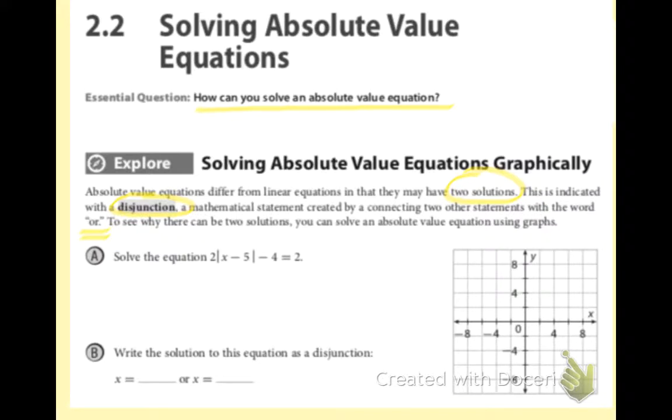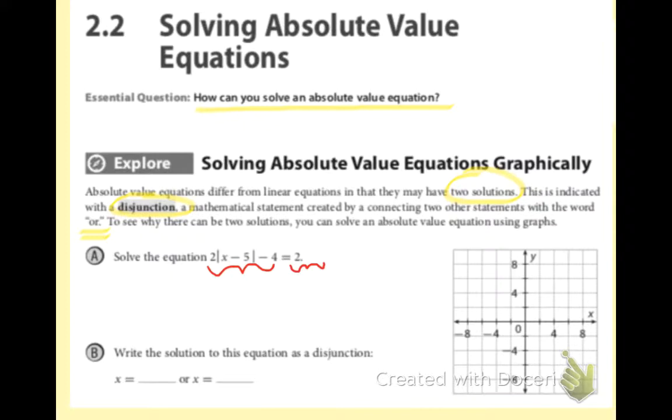To see why there can be two solutions, you can solve an absolute value equation using graphing. We just got done talking about how to graph an absolute value function. So if we wanted to solve the equation 2 times the absolute value of x minus 5, minus 4, equals 2, graphically, we could take a look at each side of the equation separately, graph it, and see where they cross. Graphically, the solution would be the shared points on those two graphs.